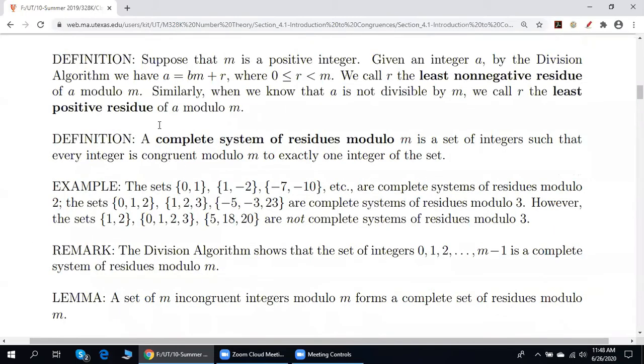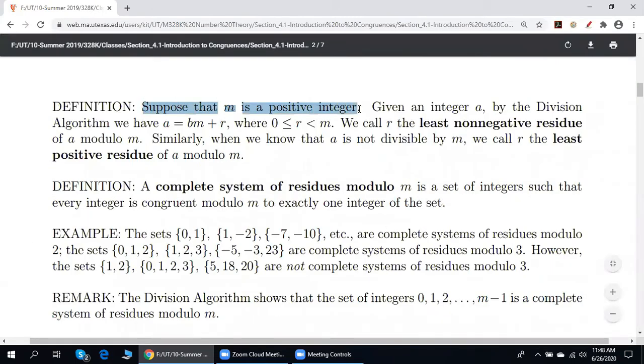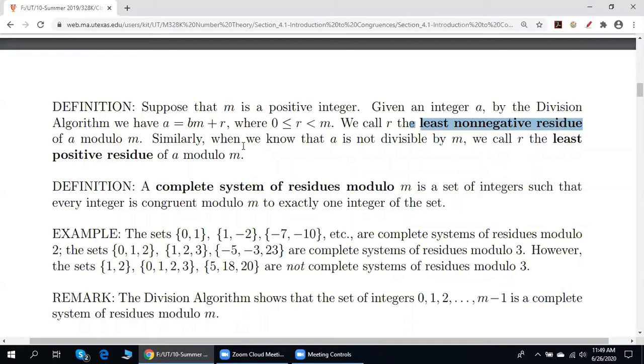Next, suppose m is a positive integer. Given an integer a, by the division algorithm, we have a is equal to bm plus r. Let us call r the least non-negative residue of a modulo m. Similarly, we know that if a is not divisible by m, we call r the least positive residue of a modulo m. So, in any case, we can call r the least non-negative residue modulo m.